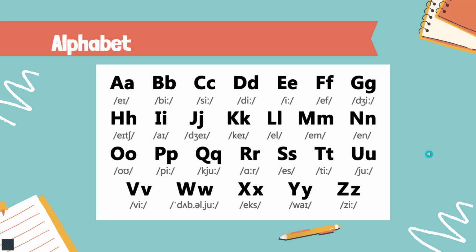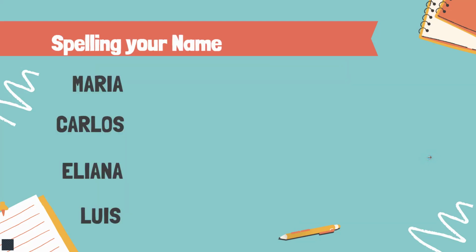Perfect. Now, let's try this. I'm going to show you how to spell my name. If you have access to a keyboard and you want me to help you spell your name, you can write it on the chat and we can spell it together. So my name is Maria and I spell it M-A-R-I-A, Maria.